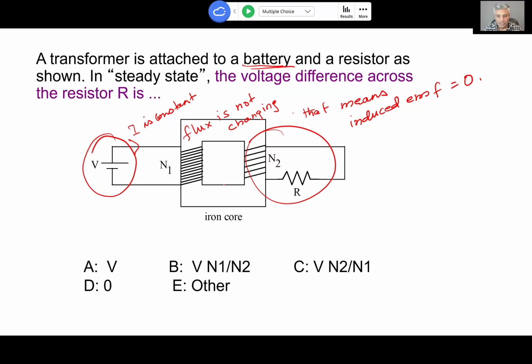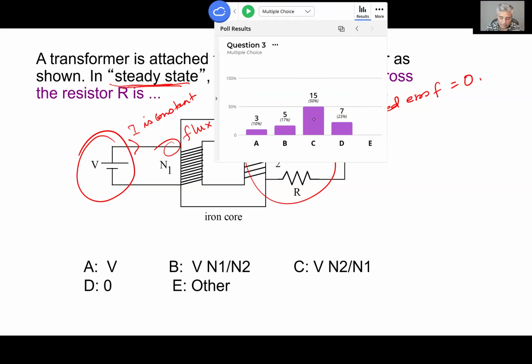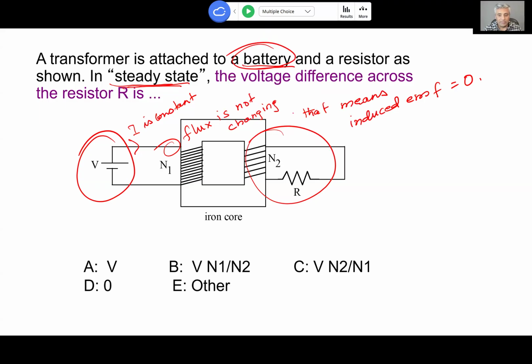So this question is to remind you that a transformer only uses an alternating current source, not a battery. It says in a steady state, which means it's not changing. When current is not changing, flux is not changing, which means the voltage is not changing. So if it was, then this would have been the correct answer, but since the source is a battery, in this case, D is the correct answer.